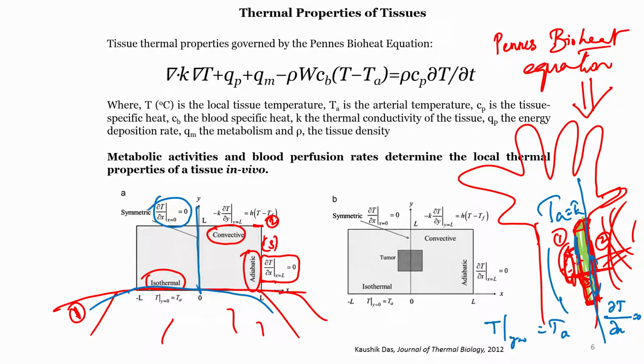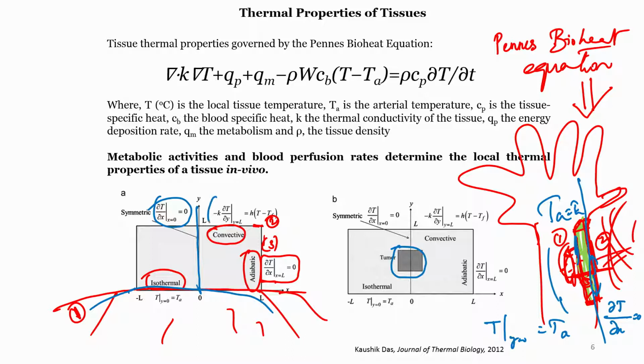Now let us say we have a tumor inside. A tumor can act like a source of heat generation because it is a site of intense heat activity. It can act as a source of heat energy.